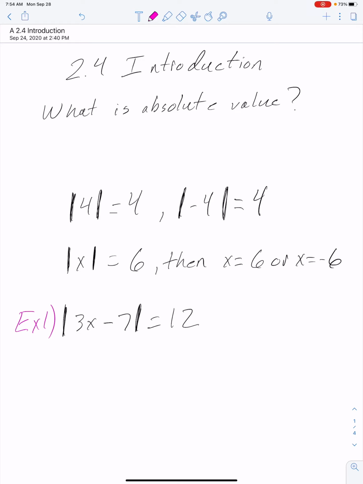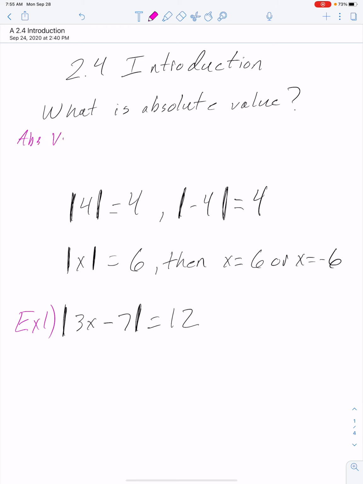All right, so this morning we're going to have a quick introduction to 2.4, solving absolute value equations and inequalities. We're going to focus on equations right now and then solve the inequalities later on Thursday. So the first thing we have to address is what is absolute value.